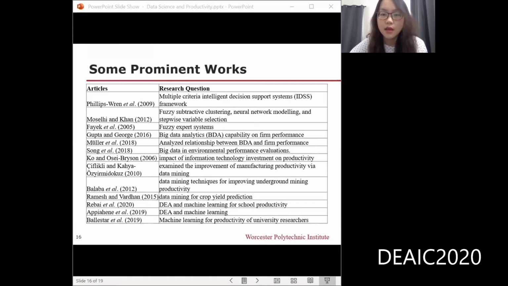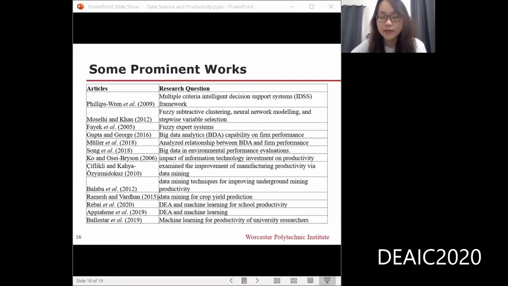Among studies on big data and productivity, some salient works include the article by Gupta and George, 2016, who investigated the influence of big data analytics capability on firm performance. They corroborated that higher BDA capability leads to superior firm performance by firstly identifying resources that contribute to a firm's BDA capability, developing the instrument to measure BDA capability, and finally testing the relationship between BDA capability and the firm's performance.